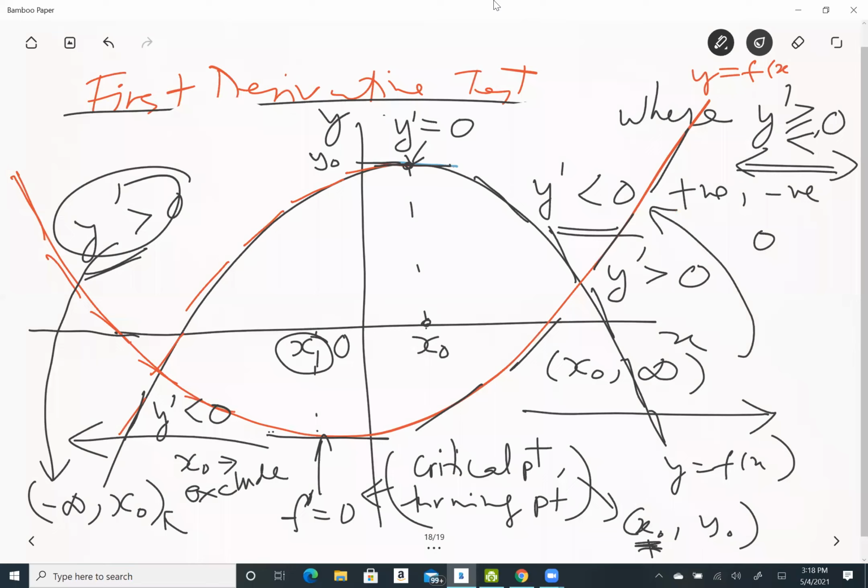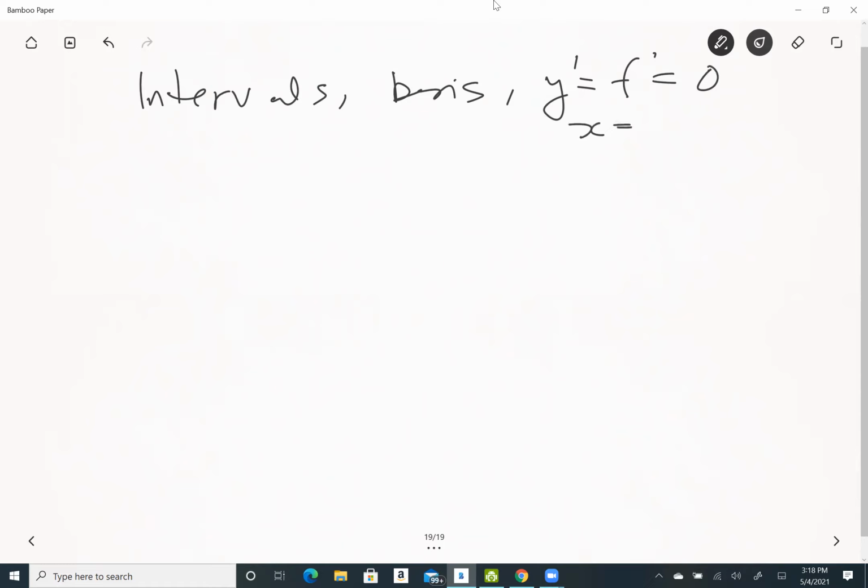Okay, all right. So to summarize, we can put a table. I put the table here. So here you can break it down into intervals. The basis of the interval will be where y prime or f prime is equal to 0. Suppose that happens at x equal to x0. And of course, you can find the value of y, that is y0. Sometimes we don't have to worry about the y now, just worry about the x. So that would be the basis of the interval, where y prime equals 0.